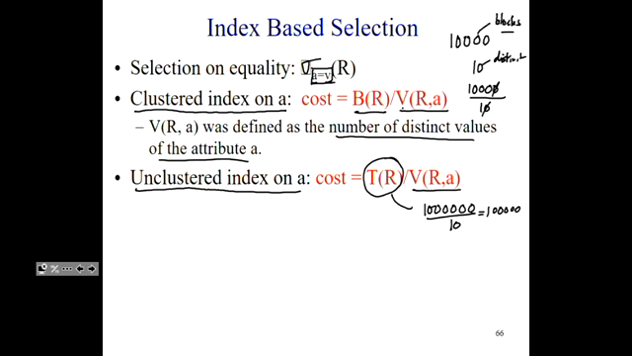Okay, so am I missing a zero? I don't think so. Okay, so this is how you would estimate the number of tuples or number of blocks corresponding to a clustered index or corresponding to an unclustered index.